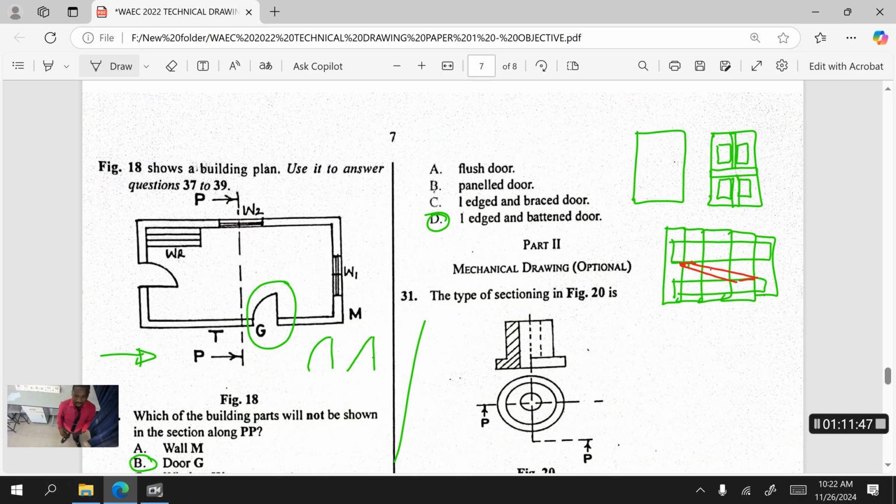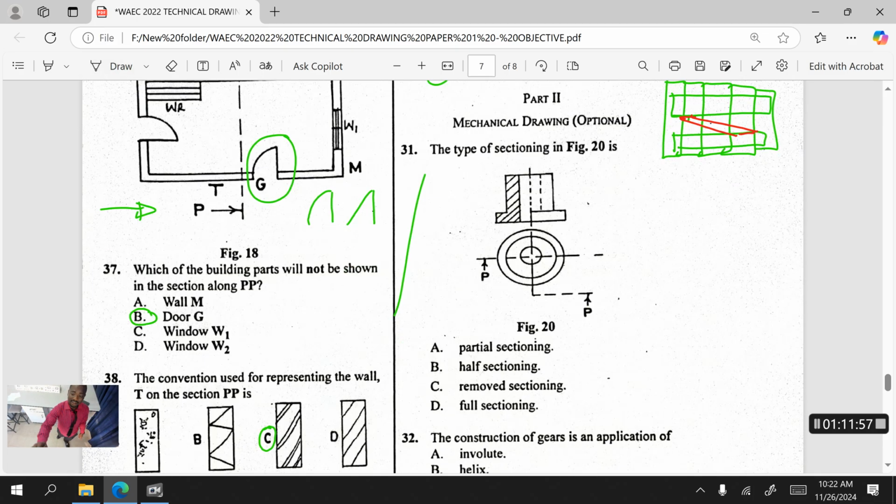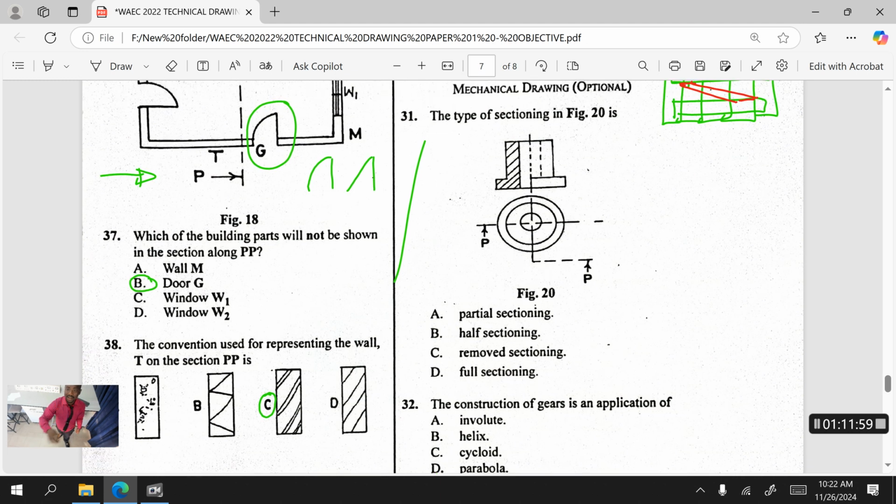So we've come to the end of building drawing. Then we'll go to mechanical drawing. Take note, whatever is the answer in building drawing for building students should be the answer in mechanical drawing. So if you are not getting it right, you should go over again and cross-check. 31, the type of sectioning in figure 20 is what? The answer is what?